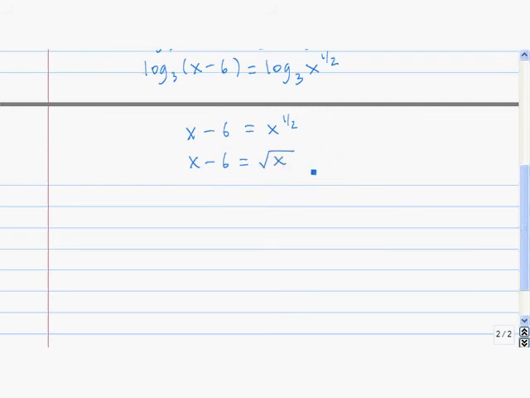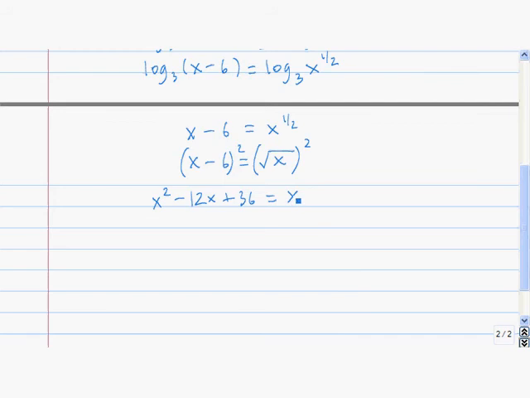Okay, so to solve for x, because we have a radical equation here, what we have to do is square both sides of this. x minus 6 quantity squared is x squared minus 12x plus 36. You can get that just by FOILing x minus 6 times x minus 6. And that's equal to the square root of x squared, which is just x.